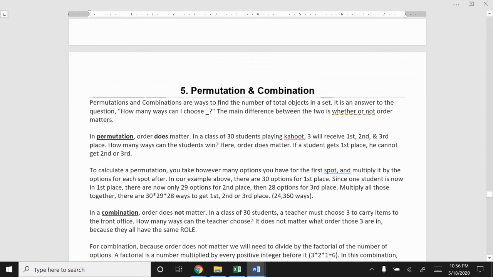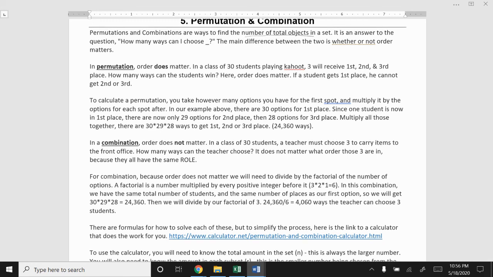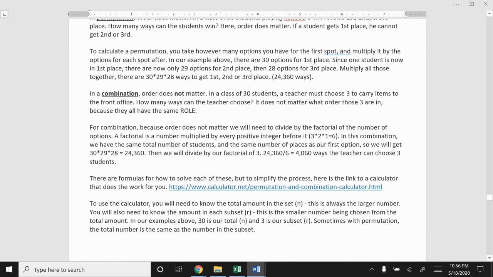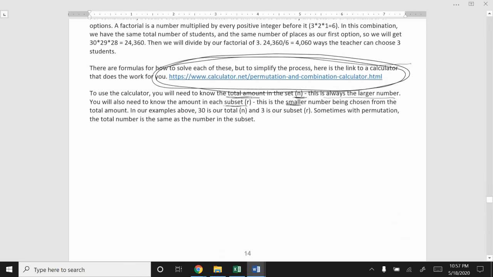And then moving on to permutation and combination. These are more ways to find the total number of objects in a set. So there is a nice long formula you can use, but we gave you a calculator. Please go to a computer or a phone or a tablet and type in this calculator. The only things you need to know is the n, the total number in the set. It's always going to be the larger number. And the r, how many are in the subset. This will be the smaller number or it will be the same.